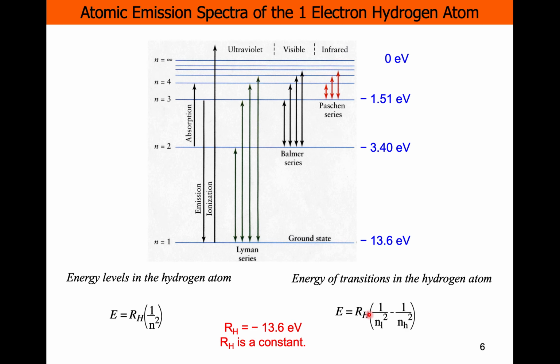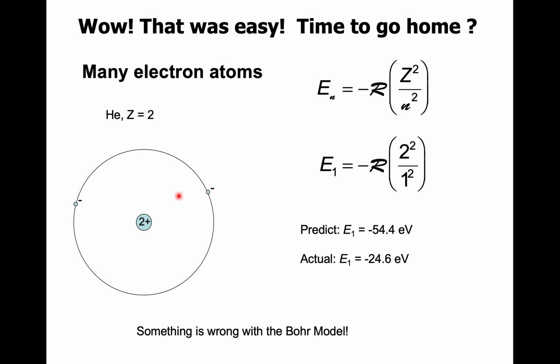And it's a really simple equation here, where we take a constant, multiplied by the difference of the fractions. And these n values are right here: n for the low level, and then n for the high level. If we put those numbers in, we predict this exactly to match the experiment.